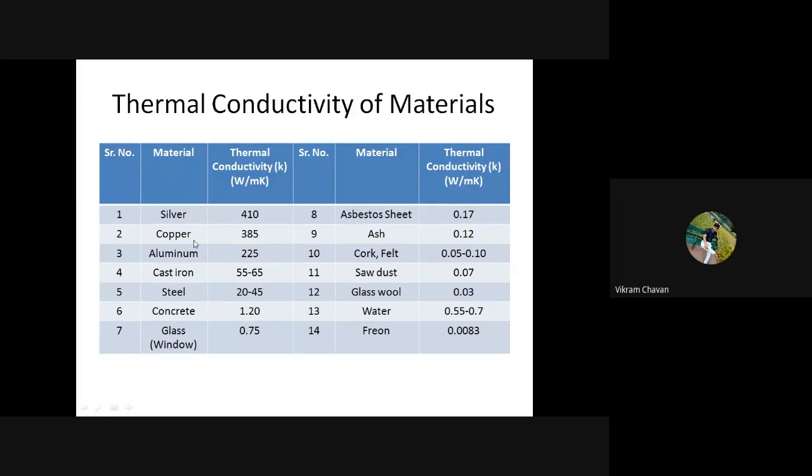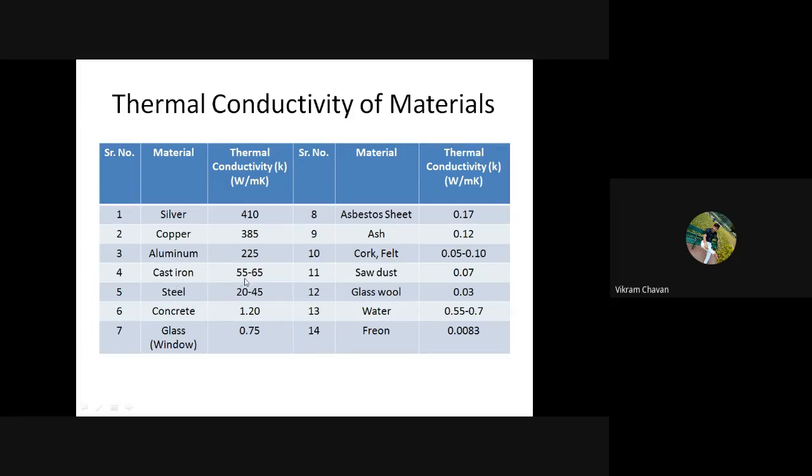Whereas copper has a thermal conductivity of 385 watt per meter Kelvin, and ash has 0.12 watt per meter Kelvin. So one can say that copper is a good conductor and ash is a bad conductor or good insulator. Then aluminum is 225, and cork felt is 0.05 to 0.10. Then cast iron is 55 to 65. If you compare these two, cast iron is a base metal and steel is its alloying product.